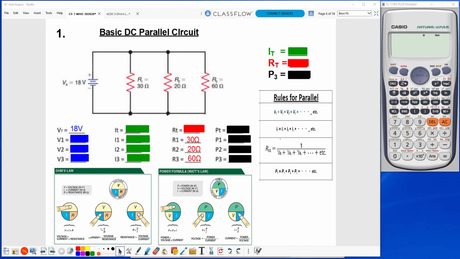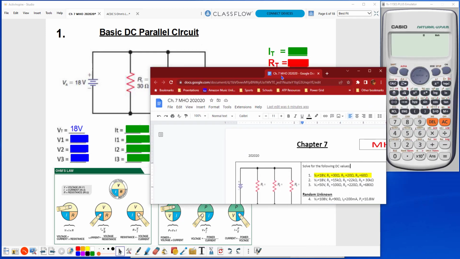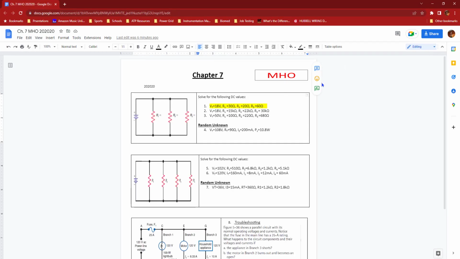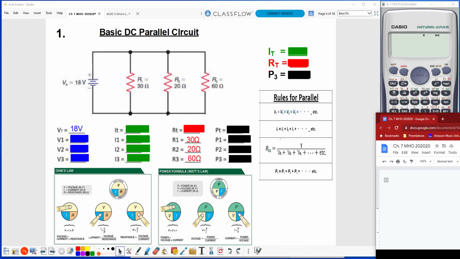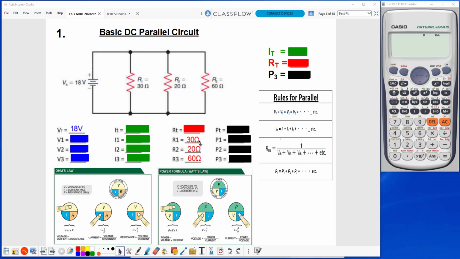In this video, I will be calculating the values for a DC parallel circuit from the Chapter 7 math handout, problem number 1. I will be taking my known values from the Chapter 7 math handout shown here. So here's problem number 1, and it shows me my total voltage of 18 volts and the value of my 3 resistors, which I have already filled in here.